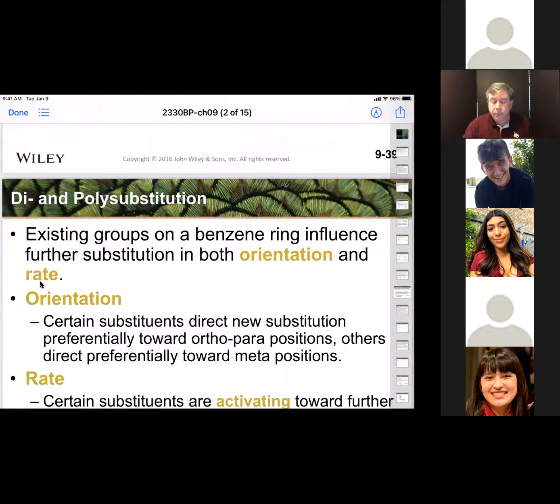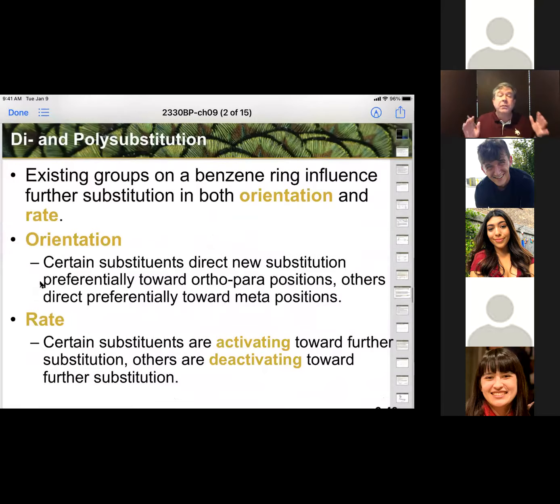Okay, so the problem with that is whatever group is already on there is going to determine where it's going to add to your benzene ring, our orientation, and the rate at which it's going to add. Certain groups will make it easier to react with these cationic species. Certain things will make it not react with these cationic species. So we have to be very careful about what's on the ring because it's going to change where it attaches and how fast it attaches.